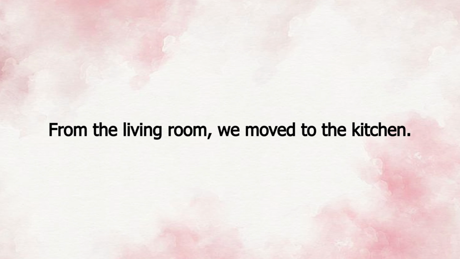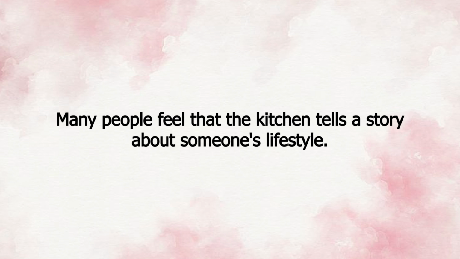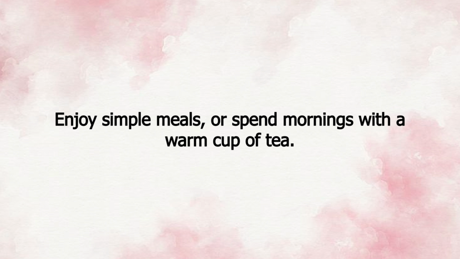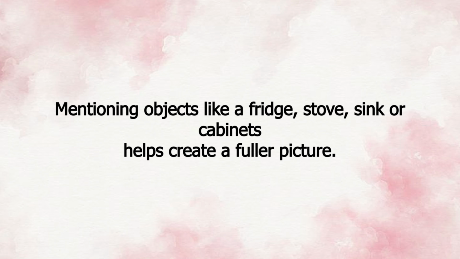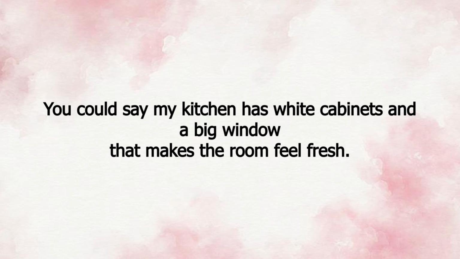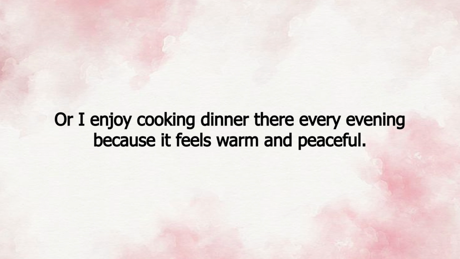From the living room, we move to the kitchen. Many people feel that the kitchen tells a story about someone's lifestyle, whether they love cooking, enjoy simple meals, or spend mornings with a warm cup of tea. You can describe your kitchen as small but modern, bright and practical, or old but well organized. Mentioning objects like a fridge, stove, sink, or cabinets helps create a fuller picture. You could say my kitchen has white cabinets and a big window that makes the room feel fresh, or I enjoy cooking dinner there every evening because it feels warm and peaceful.